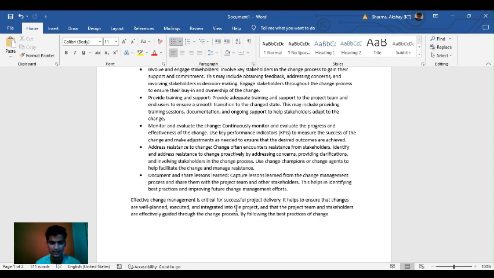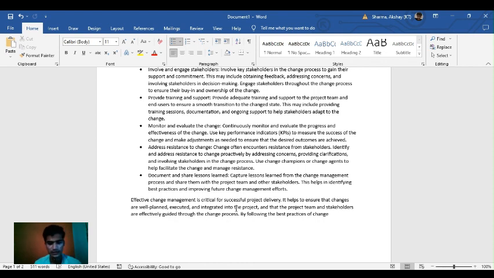Next thing is we have to address the resistance to change. Change often encounters resistance from the stakeholders, so identify and address the resistance. So resistance is nothing but the barriers that are coming in front of implementing the change management request. So we have to address those things proactively by addressing the concerns, providing clarification, and involving stakeholders in the change process. So use the change champions or the change agents to help facilitate the change and manage resistance.